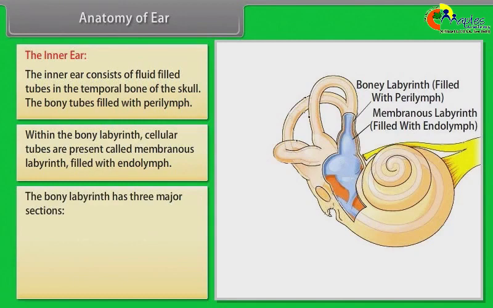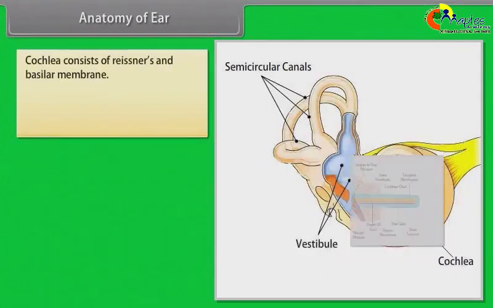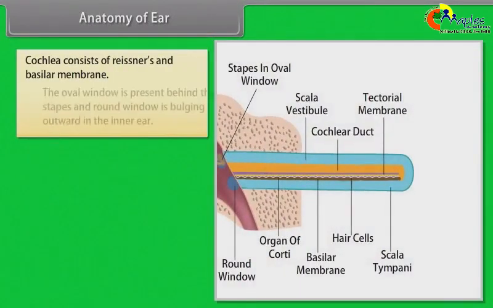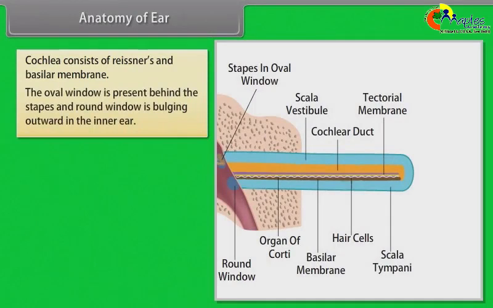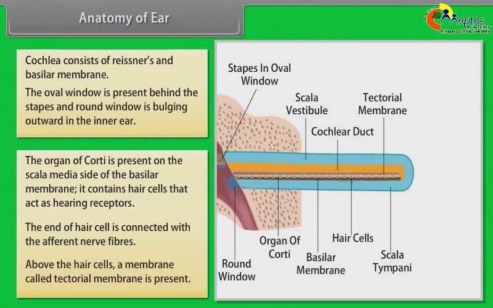The bony labyrinth has three major sections: the cochlea, the semicircular canals, and the vestibule connected to the cochlea and semicircular canals. The cochlea consists of Reissner's membrane and the basilar membrane. The oval window is present behind the stapes, and the round window bulges outwards in the inner ear. The organ of Corti is present on the scala media, on the side of the basilar membrane. It contains hair cells that act as hearing receptors. The end of the hair cell is connected with the afferent nerve fibers. Above the hair cells, a membrane called the tectorial membrane is present.